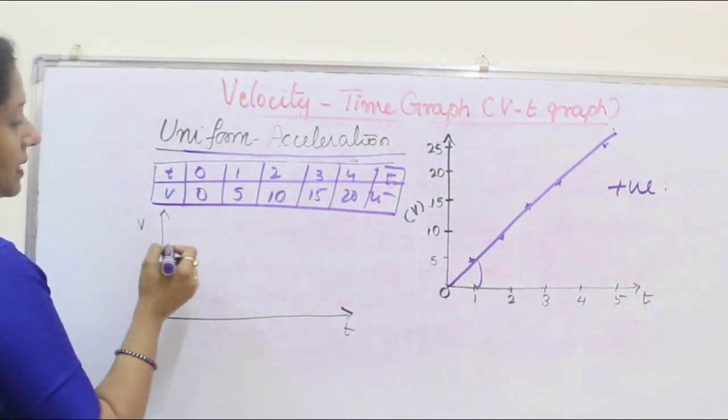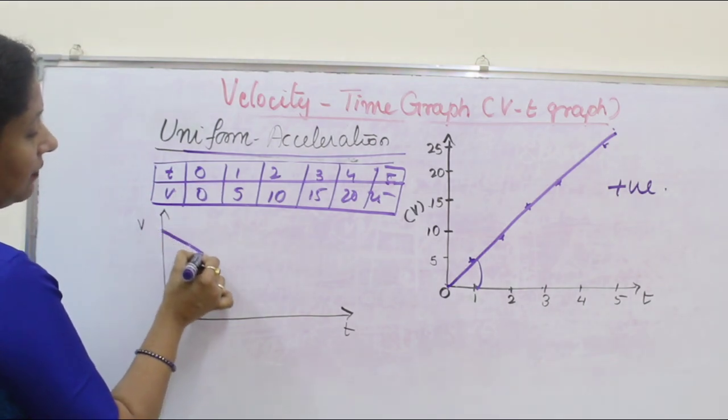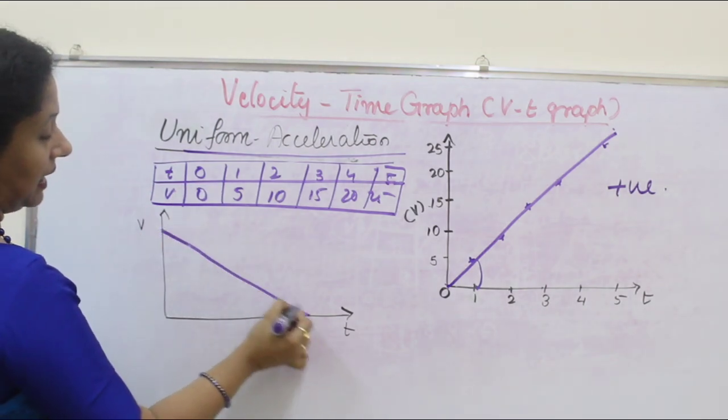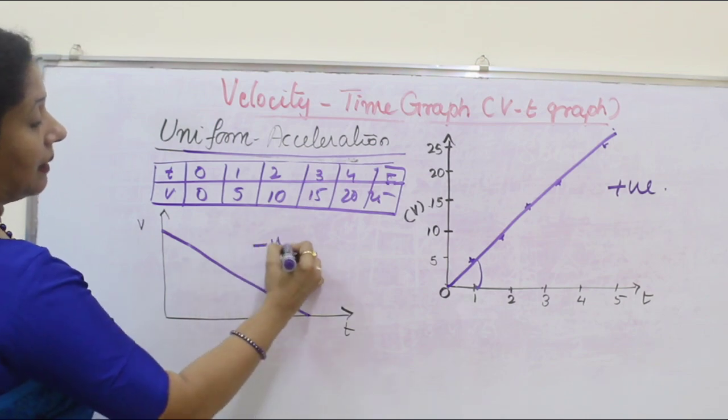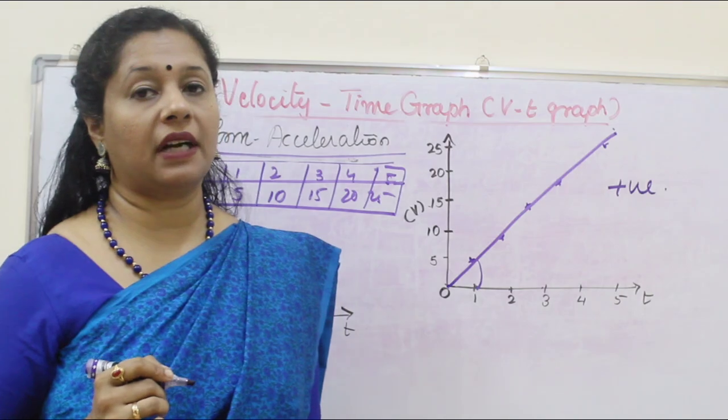Whereas if suppose the initial value was 25, then it became 20, 15, 10, like that it is coming down, then this is representing the negative acceleration. So two types of graphs we can see here.